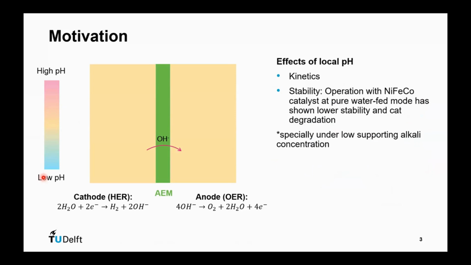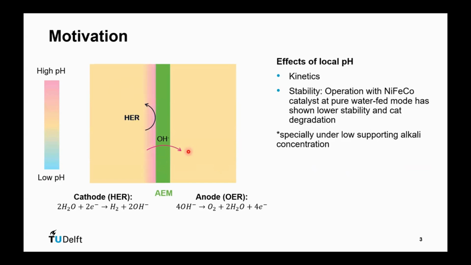So here I have a very basic representation of how the anion exchange membrane water electrolysis works. In the middle, we have an anion exchange membrane that allows the transport of anions, in this case, the transport of hydroxide ions. And on one side, we have the production of hydrogen. So in the cathode side, we have the production of it, consuming water to produce hydrogen and hydroxide ions. On the other side, we have the consumption of these hydroxide ions and the production of oxygen and water.